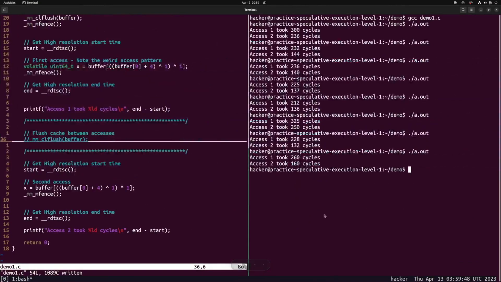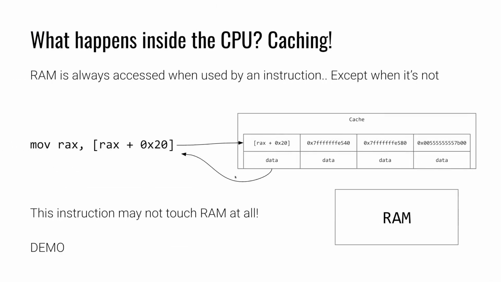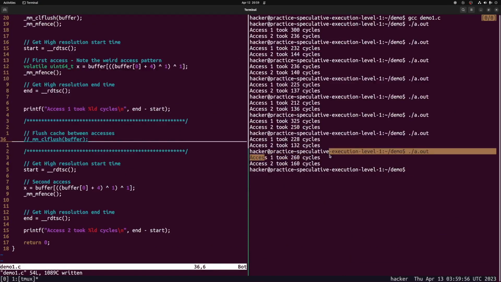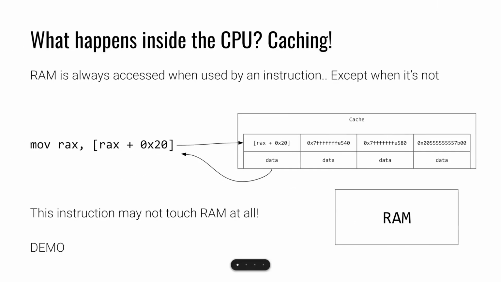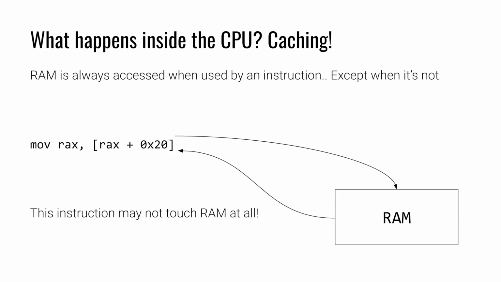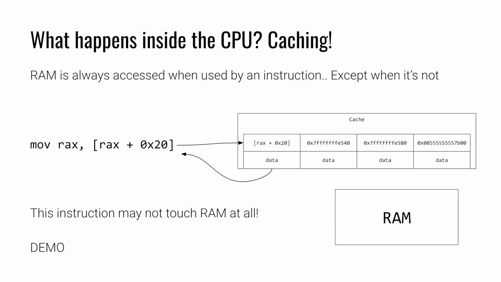The low time values are when we're accessing the cache. But if it's not in the cache, which is what we see here for the first access, it's going to go out to RAM, and that takes a long time.